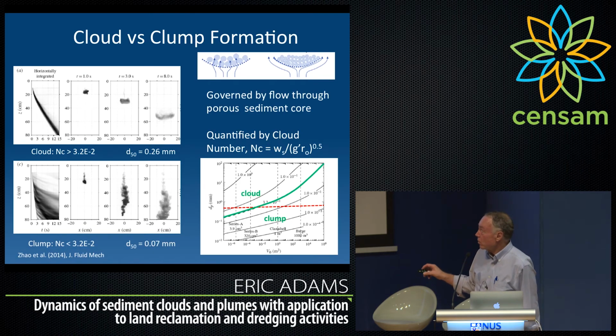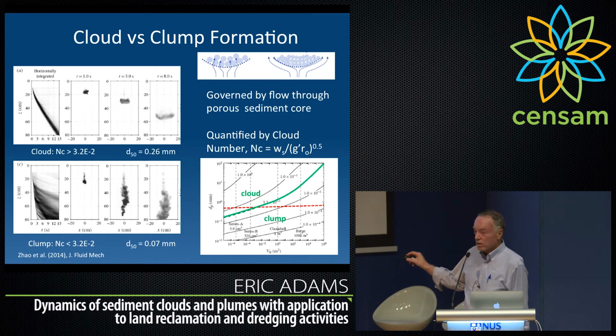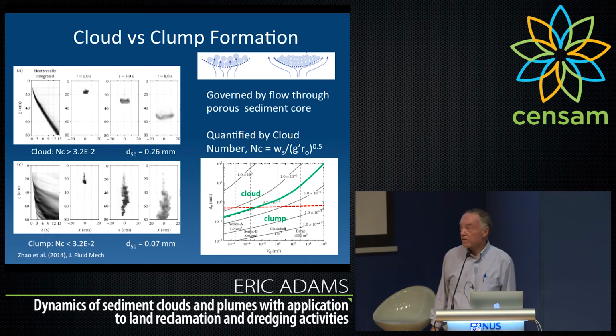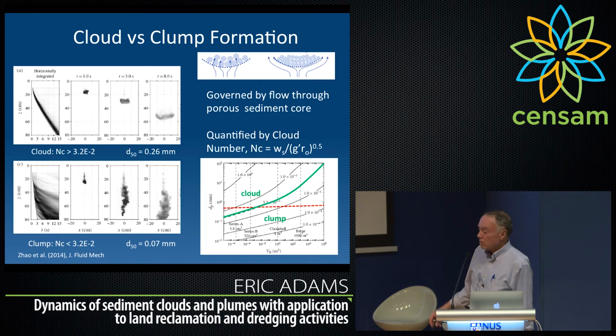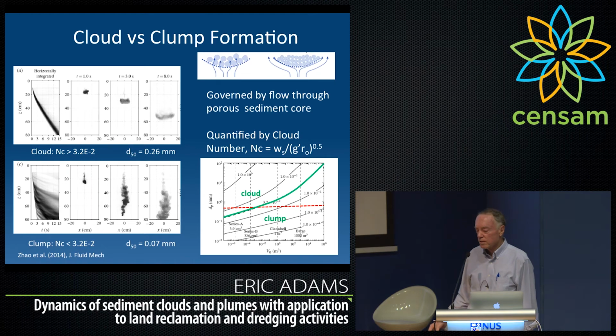On the left, we see another way to represent this, but again, this is the descending thermal. This is the clump. And these are distinguished by a value of this cloud number that's about 0.03, probably only good to one significant figure. And we've argued, and I think proved theoretically, that the behavior and the distinction of this behavior has to do with whether or not flow can flow through this porous cylinder or porous sphere.